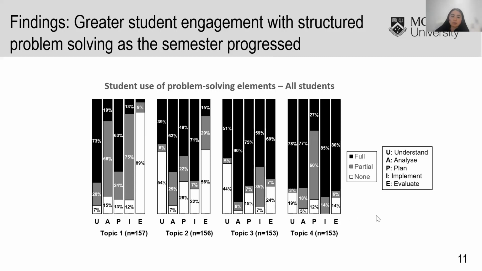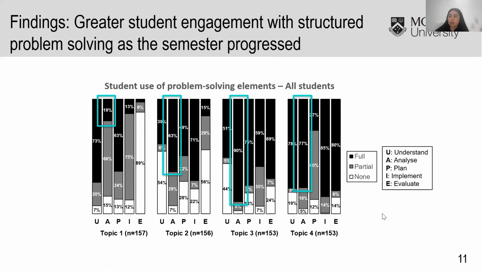And the main takeaway from this visual is that as the semester progressed, the students more consistently used the problem-solving elements, as you can see here with analyze. So in topic 1, 19% of students fully engaged, and that gradually increased. And by the end of topic 4, 77% of students fully engaged with analyze.